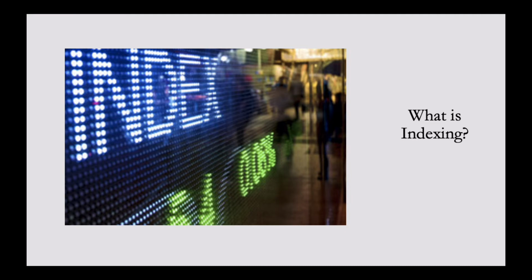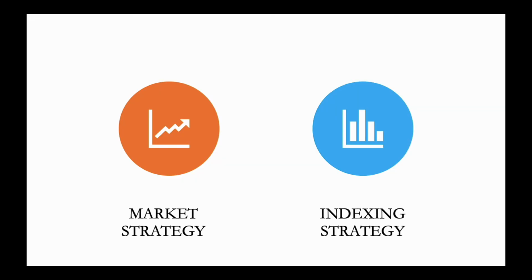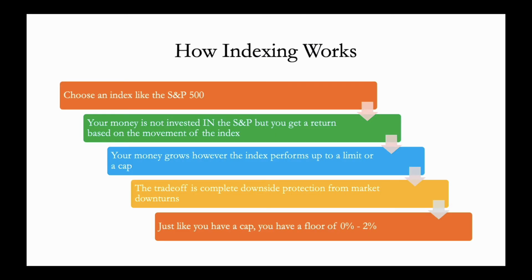First, though, just to keep things simple, the market strategy is an investment strategy where your money is in the stock market, like an IRA, 401k, or 403b. But with indexing, you choose an index like the S&P 500. Your money is not invested in the index, so it's not in the stock market. But you get a return based on the movement of the index.